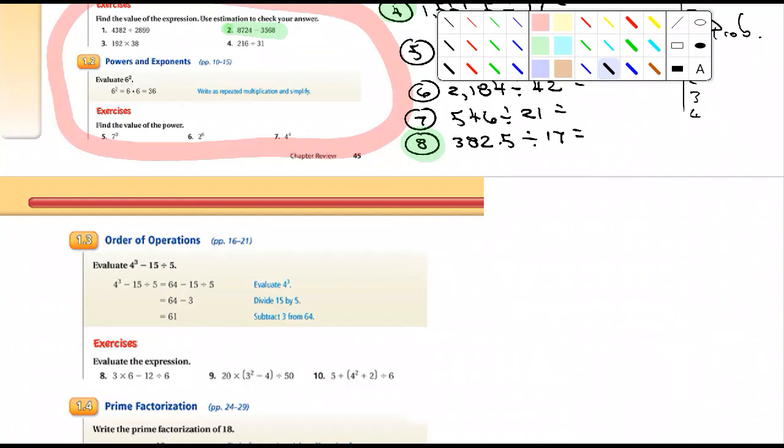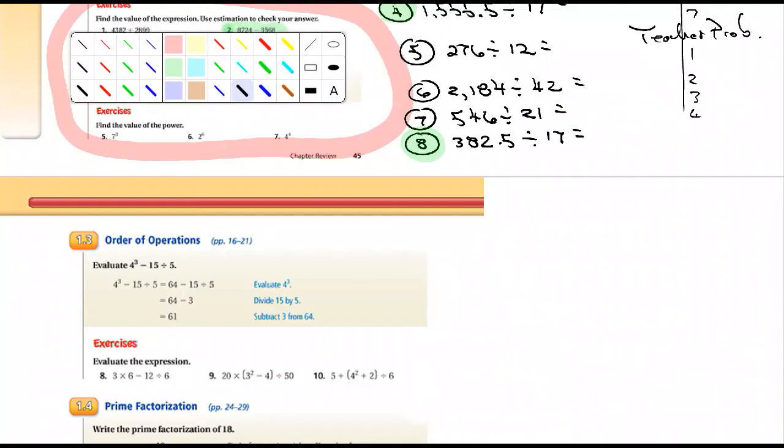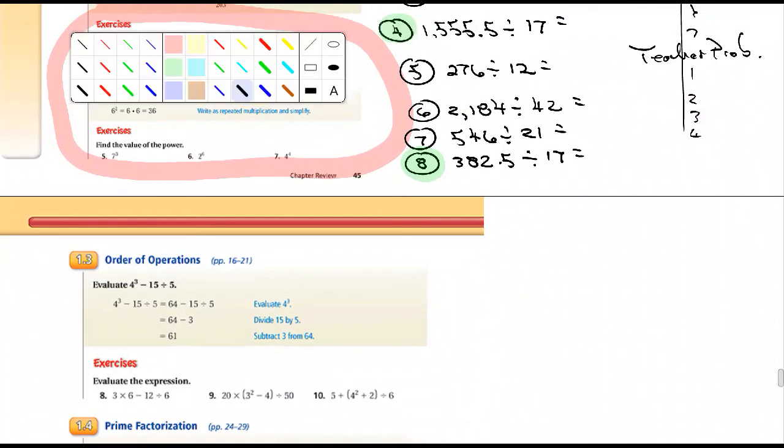Next one that somebody wanted some help with was number 4. Let me move that down just a little bit so we can see it better. So number 4, what do we have here? We have 1,555.5, and that's being divided by 17. Well, so the first thing I asked myself, does 17 fit into 1? No, it does not. Does 17 fit into 15? It does not, but 17 does fit into 155.